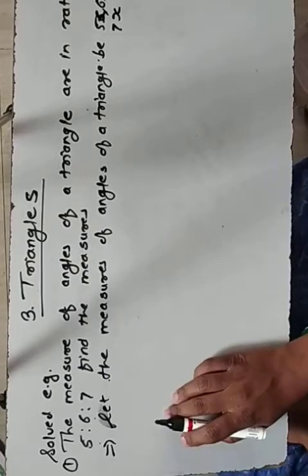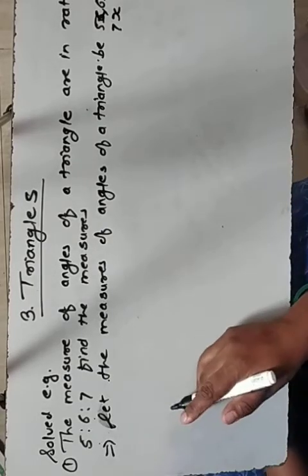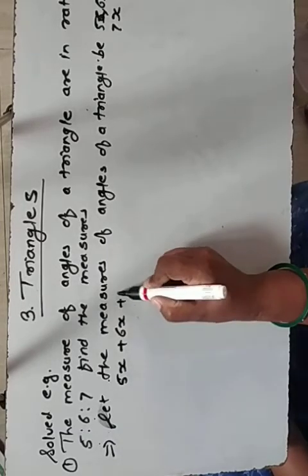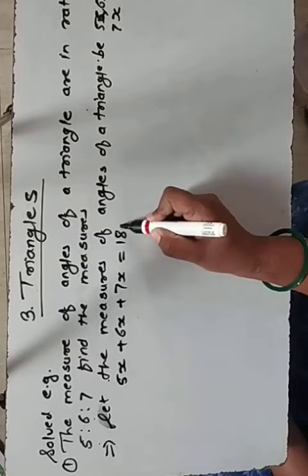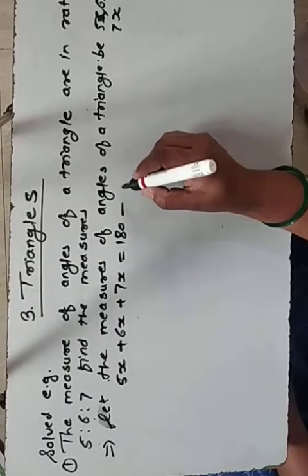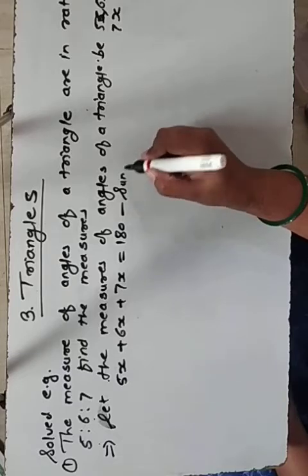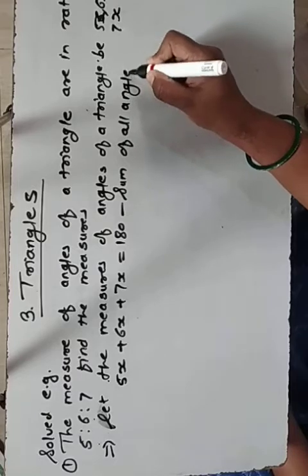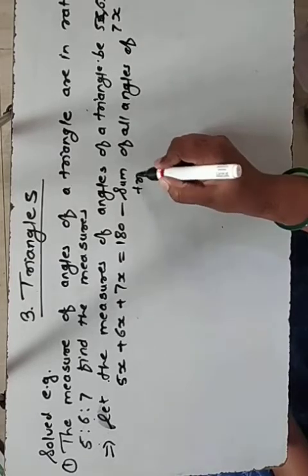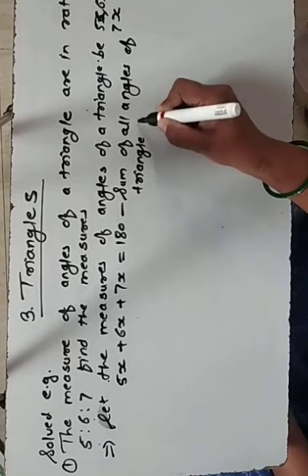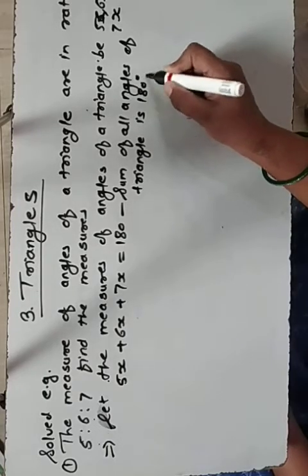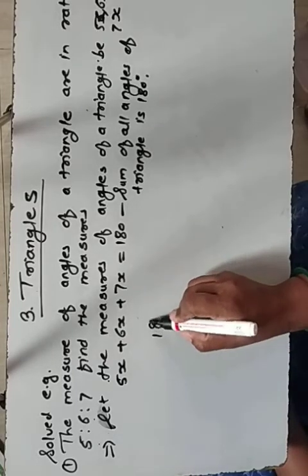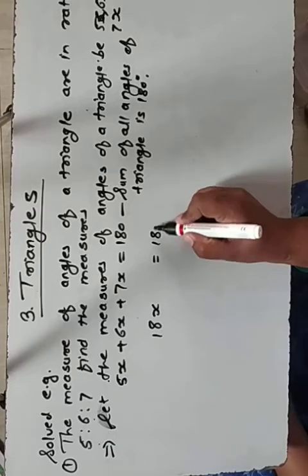As you know, the sum of all angles of a triangle is equal to 180. So we have to add: 5x plus 6x plus 7x is equal to 180. Here we write the property: sum of all angles of a triangle is 180 degrees. So 5 plus 6 is 11, 11 plus 7 is 18, so 18x is equal to 180.